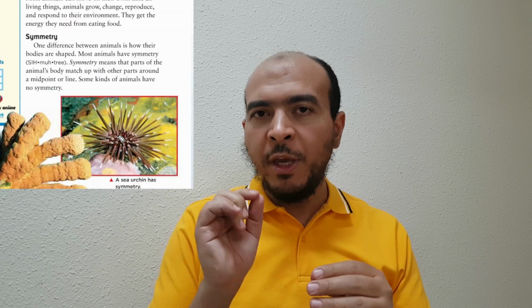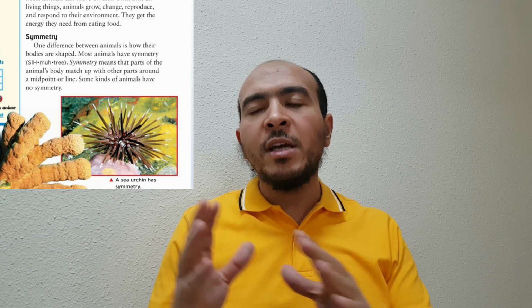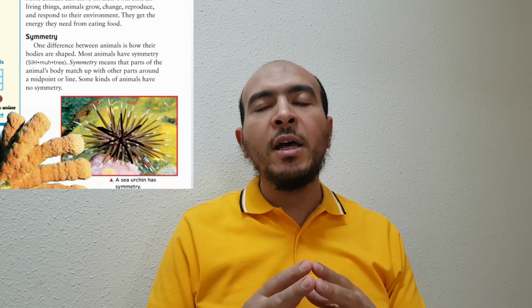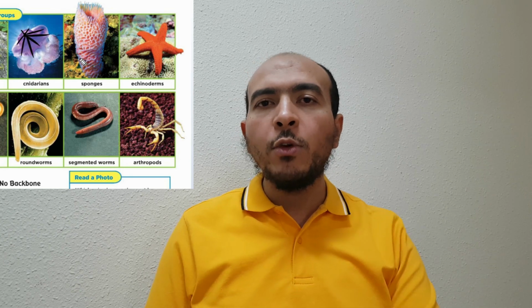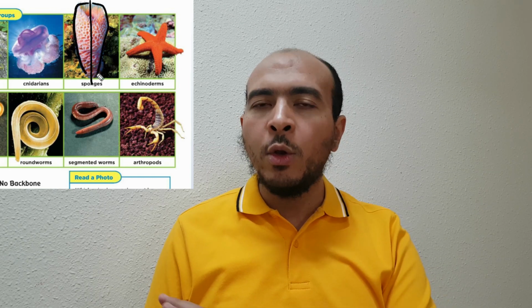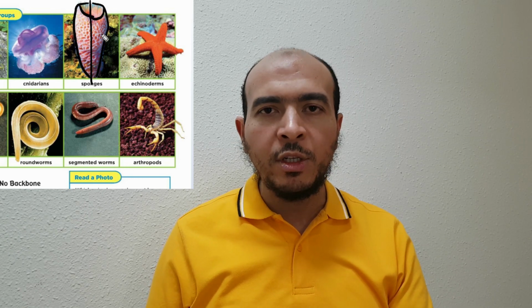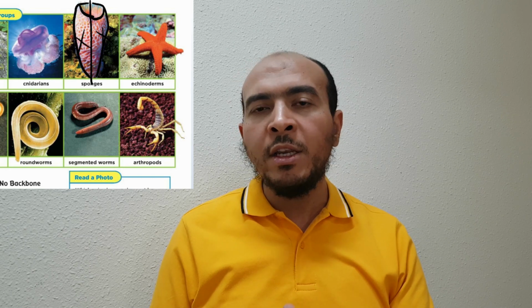As I told you, for symmetry, if we make a line in the middle, it divides the body into two parts, and these parts match each other. We have two kinds of symmetry: symmetry by a line, side by side, and symmetry by a midpoint. If you look at the jellyfish, starfish or sea urchins, all of them have symmetry by midpoint. If we make a point in the middle and draw lines from this point, you can see that all of these parts match each other. On the other hand, we have other organisms without any symmetry, like sponges. If we try to make a line through any part, there is no symmetry at all. So we have two kinds of symmetry, by line and by midpoint, and no symmetry like sponges.